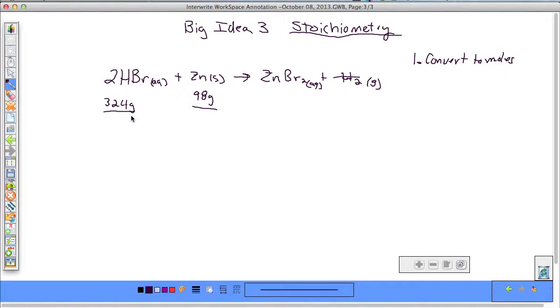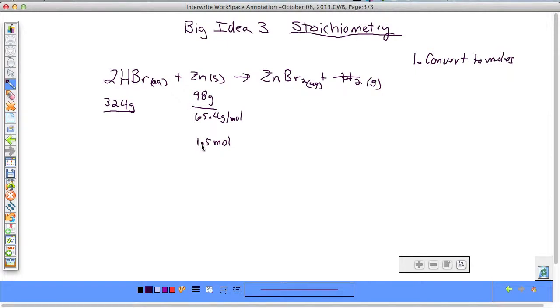In order to convert to moles, you have to divide by the molar mass of each substance. Zinc's an easy one. Just look it up on the table. 65.4 grams per mole. So if I divide that out, I find out that zinc has 1.5 moles.